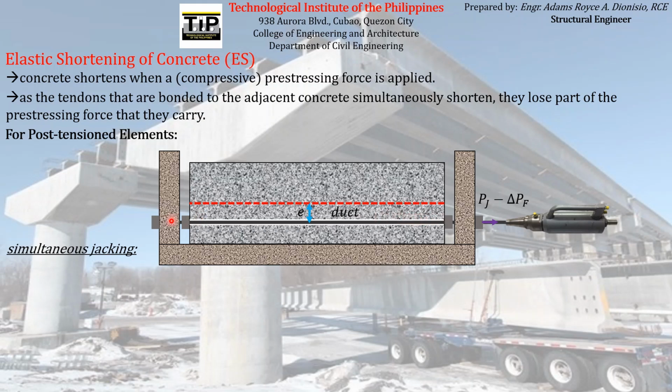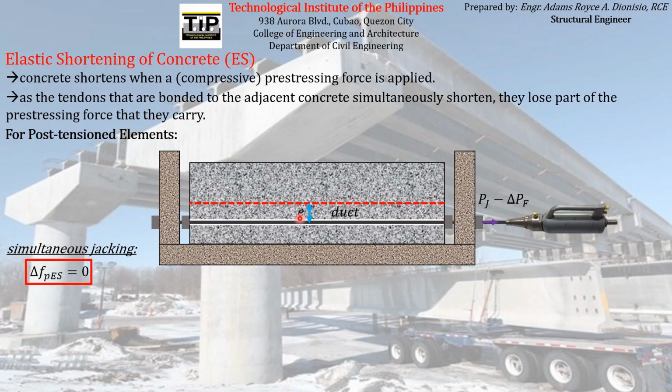In the case wherein the pre-stressing reinforcements are jacked simultaneously, the elastic shortening of concrete will not affect the pre-stressing force acting on the pre-stressing reinforcement. Therefore, in that case, we can say that there is actually no pre-stress loss due to elastic shortening of concrete if the pre-stressing reinforcements are jacked simultaneously.